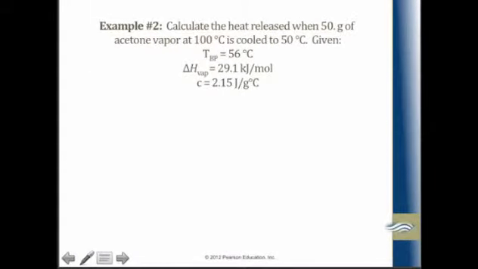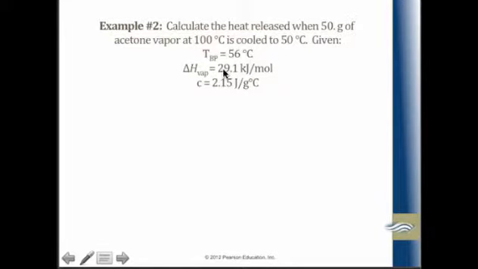Here's your problem. Calculate the heat release when 50 grams of acetone vapor at 100 degrees is cooled to 50 degrees. I picked something other than water so you could try some new numbers and see how this applies to other compounds. You're given that the boiling point of acetone is 56. You're going to have to adjust your thinking because not everything boils at 100.